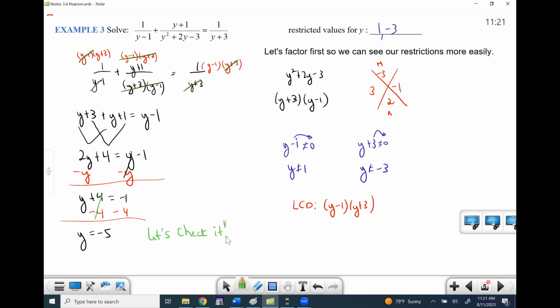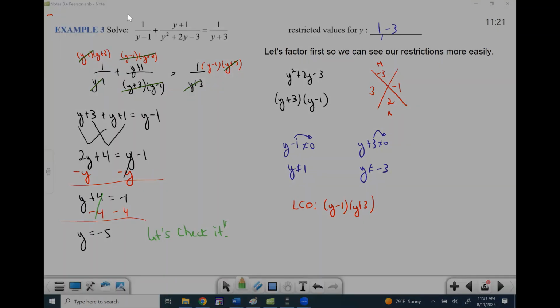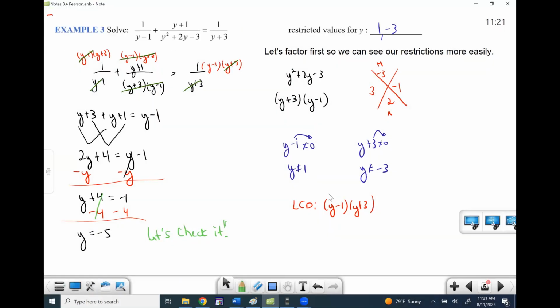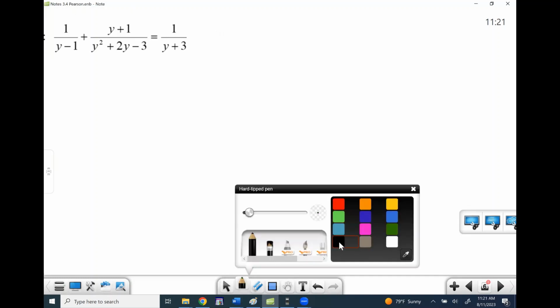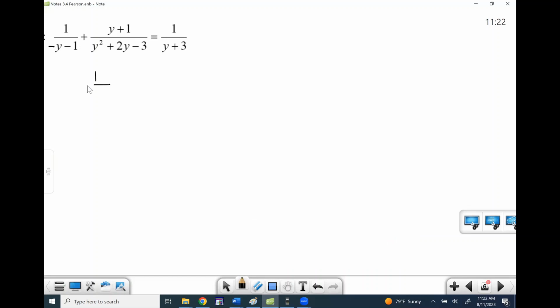So we're going to go ahead and take -5 and substitute it into this one down here. You could substitute it into the original. Maybe I'll do that, because I think that's what most people would do. So let me get a picture of this. Let's go to a new slide. And we're going to check -5. Okay. 1 over -5, take away 1.